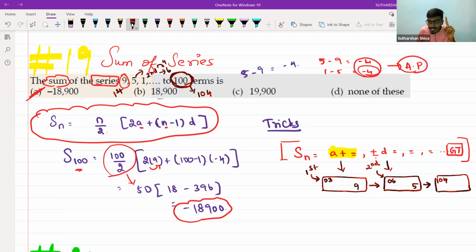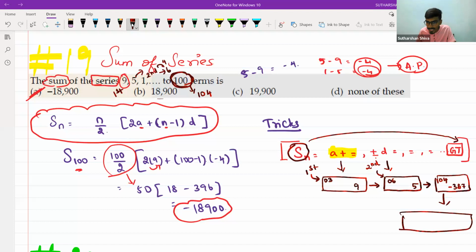Once I press 104, it shows minus 387. It's not my answer because they are asking the sum. We need to press the GT button. Finally, press the GT button. What value will it show? Exactly, it will show minus 18,900 is your value.